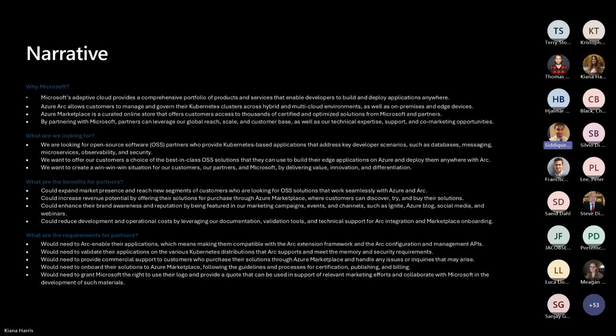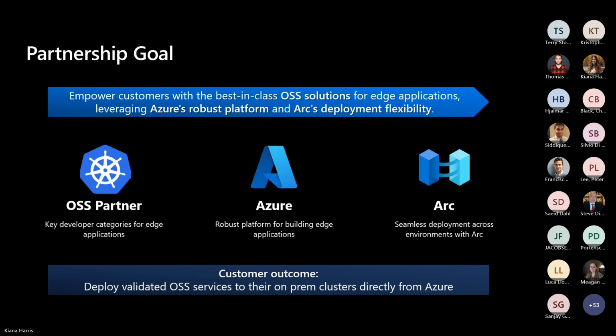So what you see really on this slide is the narrative of why companies are choosing Microsoft and what we are looking for. Again, we're looking for OSS and ISV partners, where the benefits are for the partners, which we'll discuss a little bit more, and then what the requirements are for the partners, essentially the validation process. Kiana, can you skip to the next slide, please?